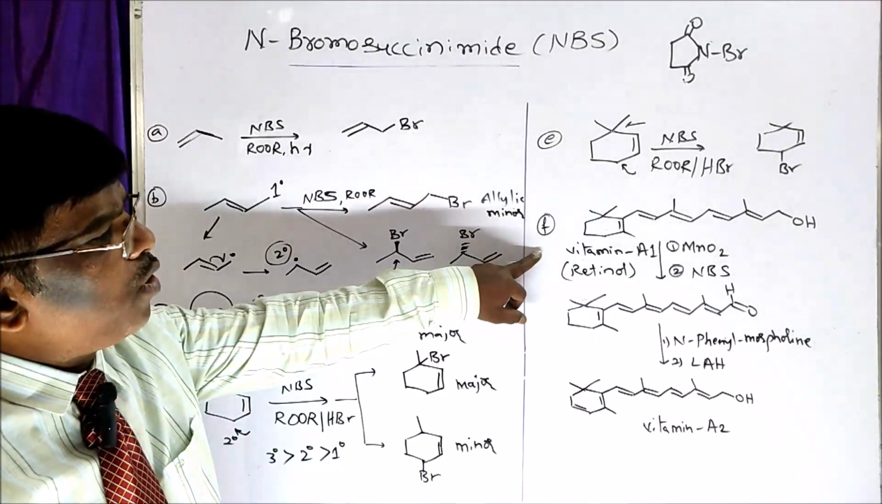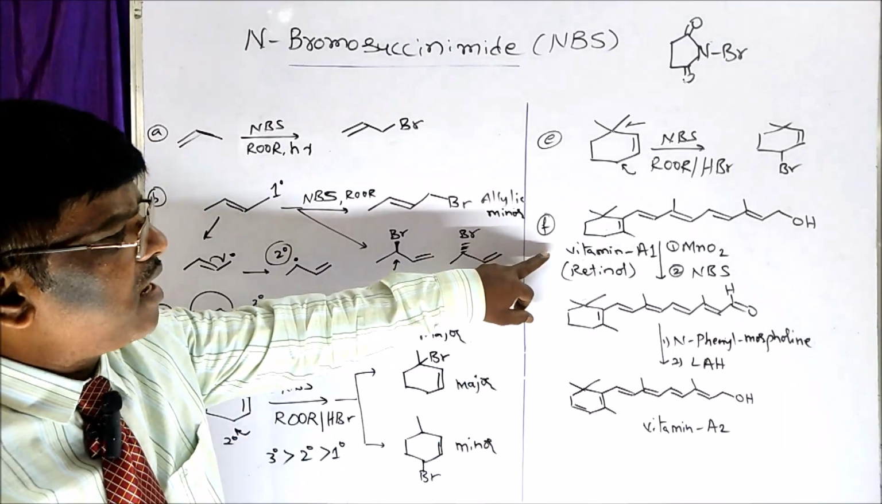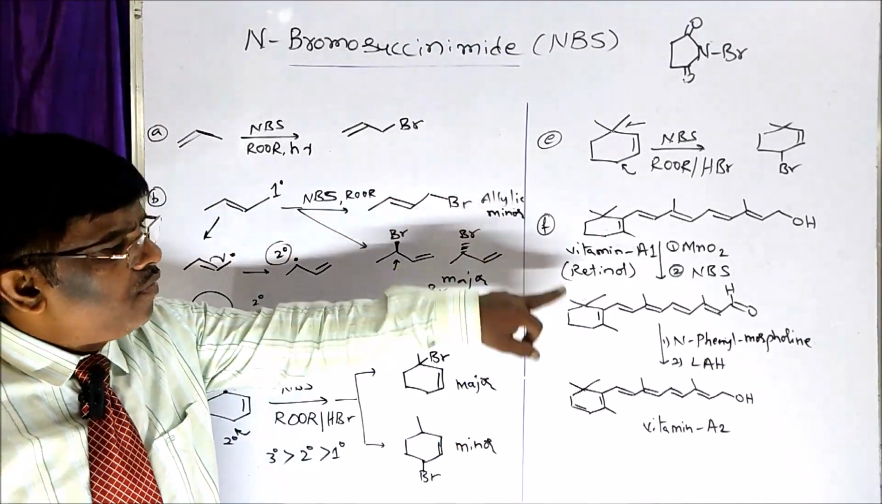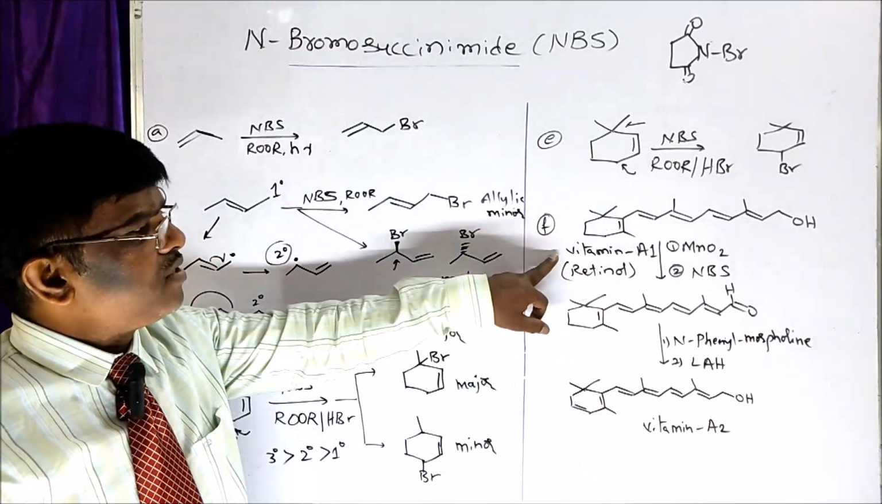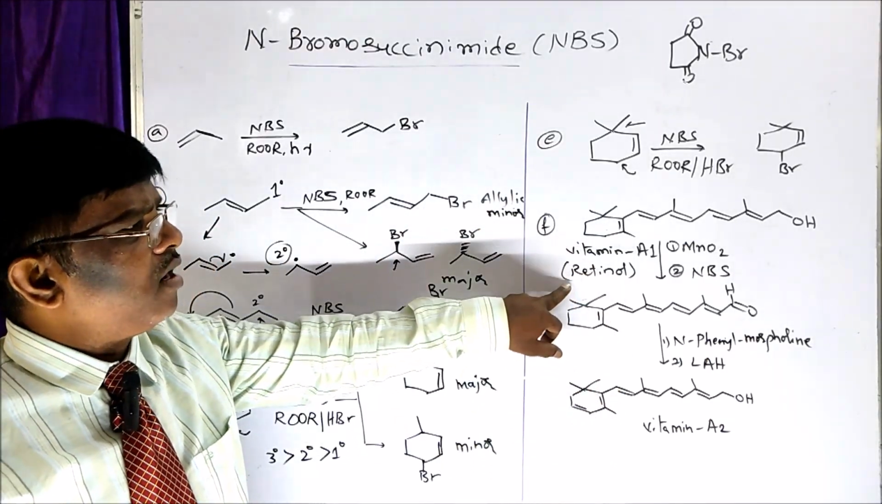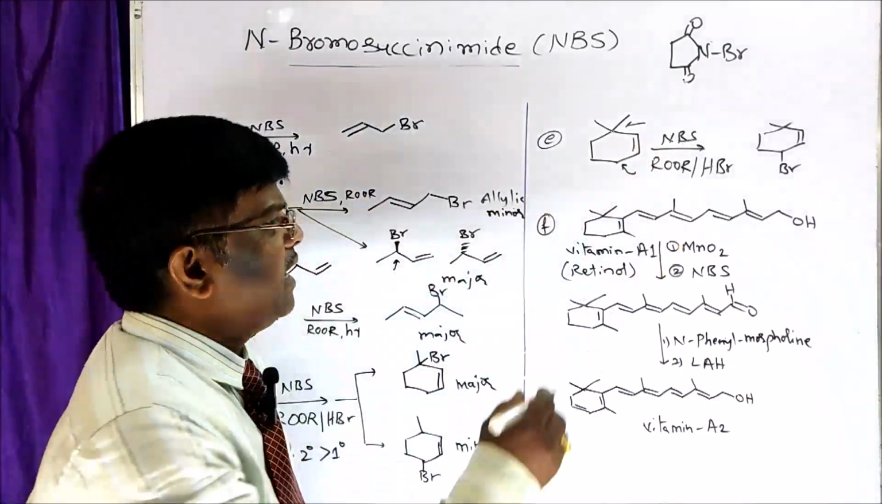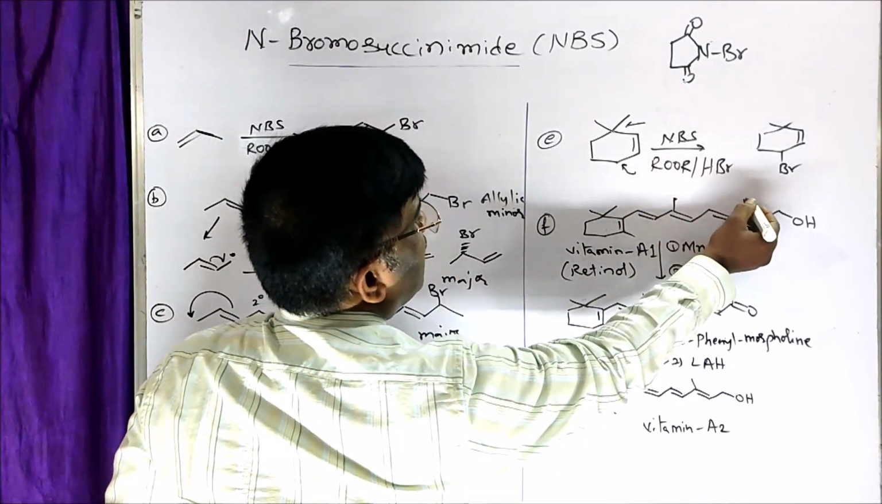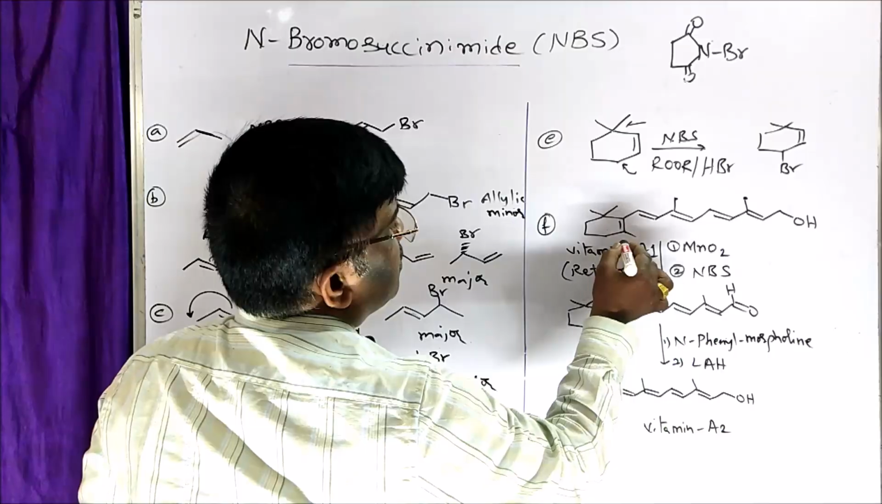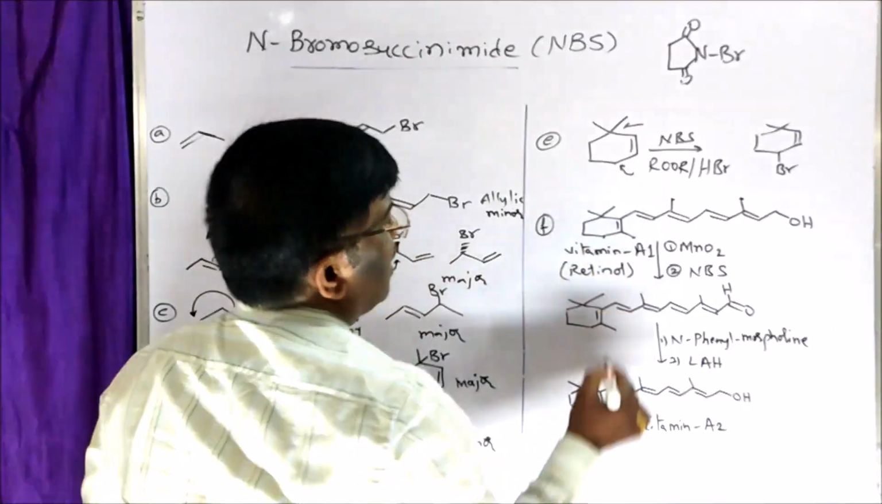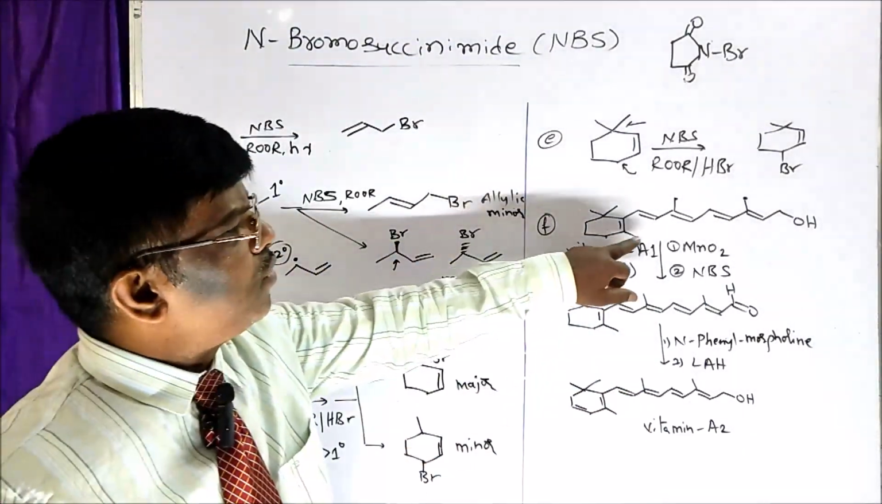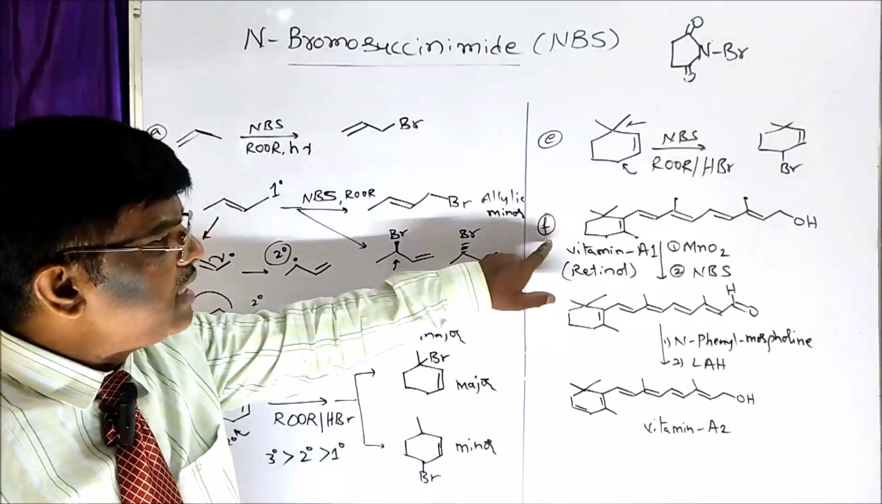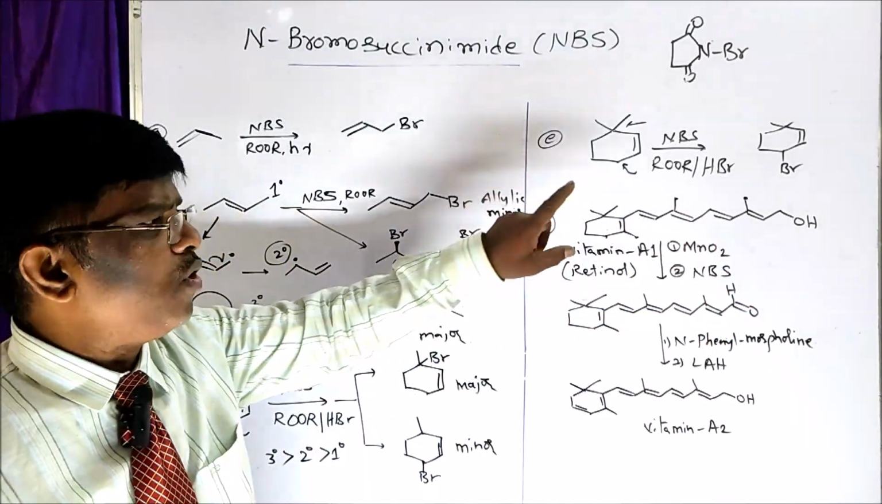Similarly, NBS bromination can be used for the conversion of vitamin A1 to vitamin A2. As you know, vitamin A1 is known as retinol. In this, this carbon is also allylic, this carbon is also allylic, right? This also allylic and this also allylic. So there are 1, 2, 3, 4 positions available in this compound.